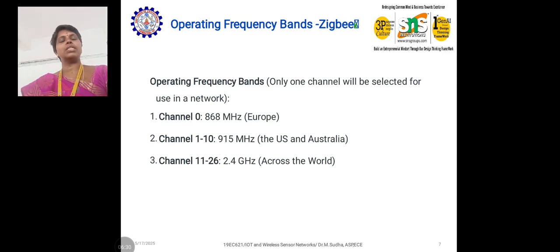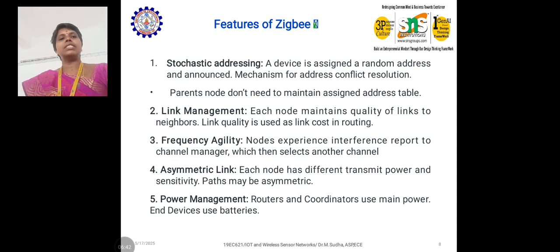Here also we are using the unlicensed band of frequency. These frequency ranges come under the unlicensed band. In the last class I already explained what licensed and unlicensed band frequency are. And the features of Zigbee: stochastic addressing, link management, frequency agility, asymmetric link, and power management. These are the main features of Zigbee.